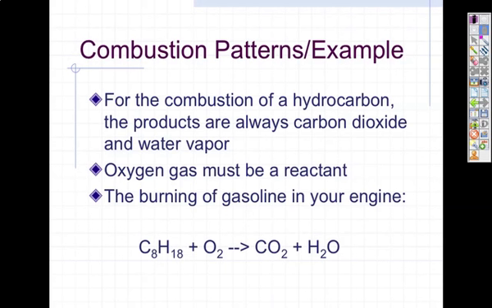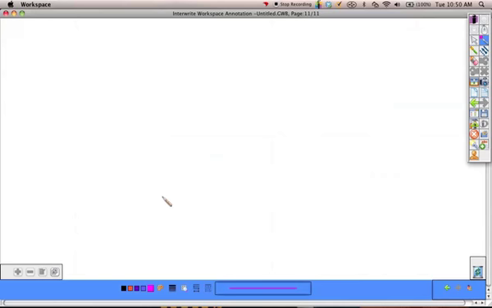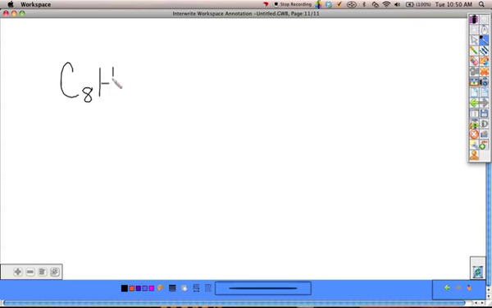Okay, so is this reaction balanced? No, it is not. So we are going to rewrite it and make sure that we can balance it correctly. So octane, C8H18. It comes out as a liquid when you're pumping it at the gas tank, but is it a liquid when it's reacting? No, it's got to be a gas. So we'll put a (g) behind it.